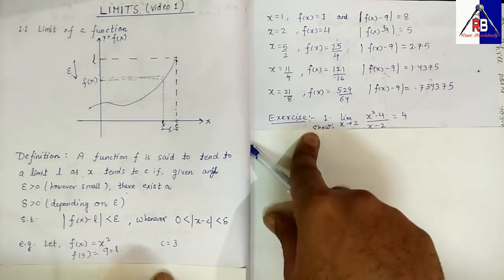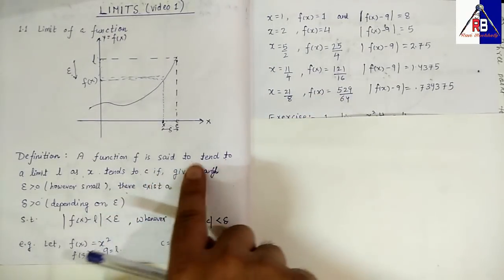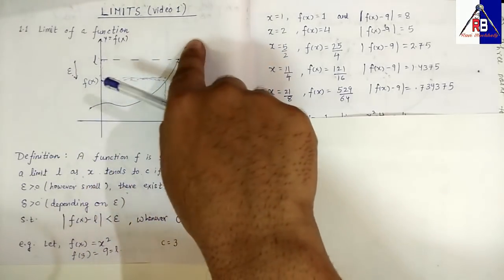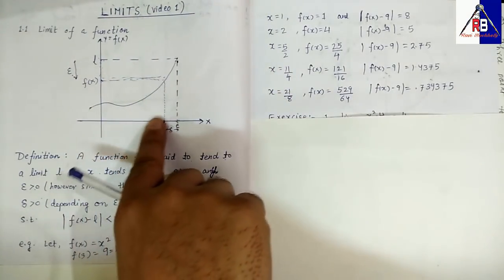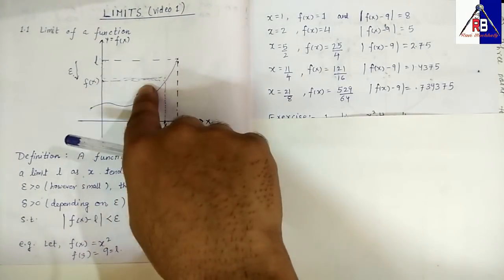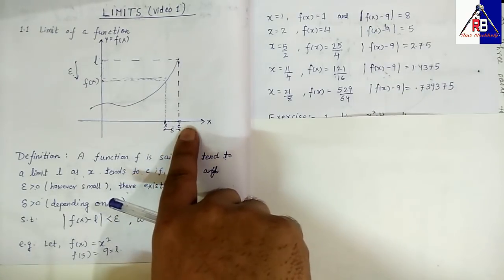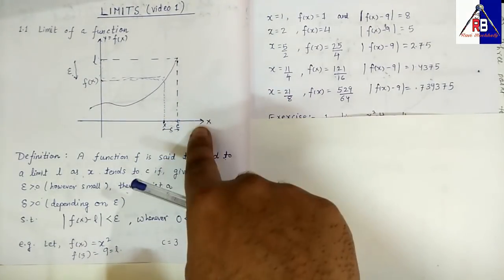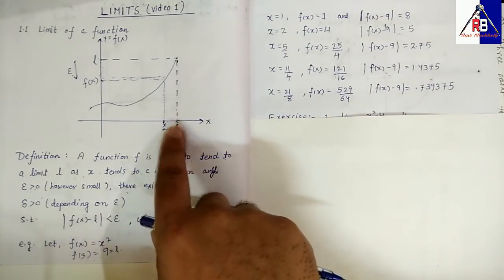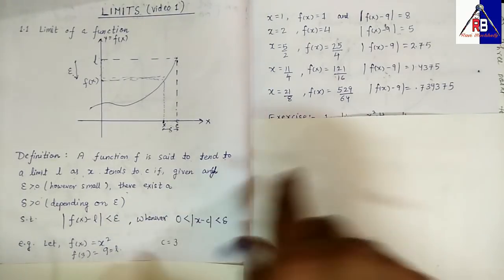So this is the basic definition of limit. It means a function f is said to tend to a limit L, that is, the function tries to become L as x tries to become C, if modulus f(x) minus L is less than epsilon whenever modulus x minus C is less than delta. And this delta depends upon epsilon. I hope this definition is clear.